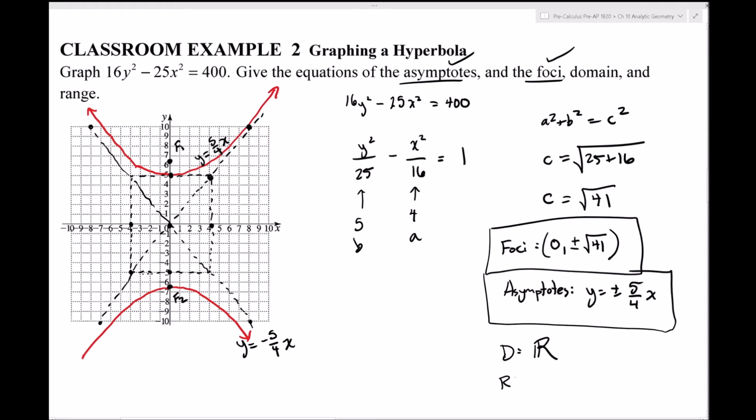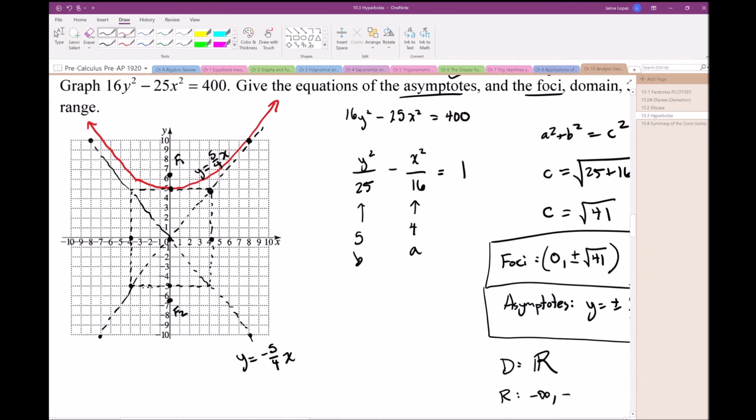The range is the one that's a little tough. That one goes from negative infinity, stops at negative, what is it? Oh, and I drew this one wrong, didn't I? Very sorry if you caught that ahead of time. I make those mistakes a lot.